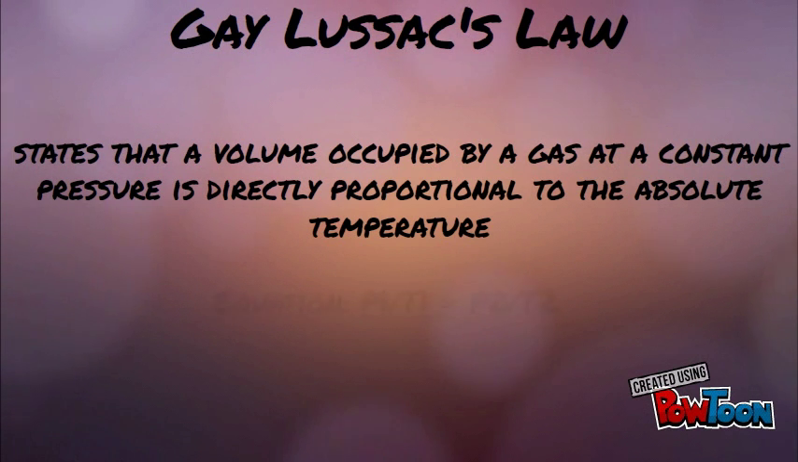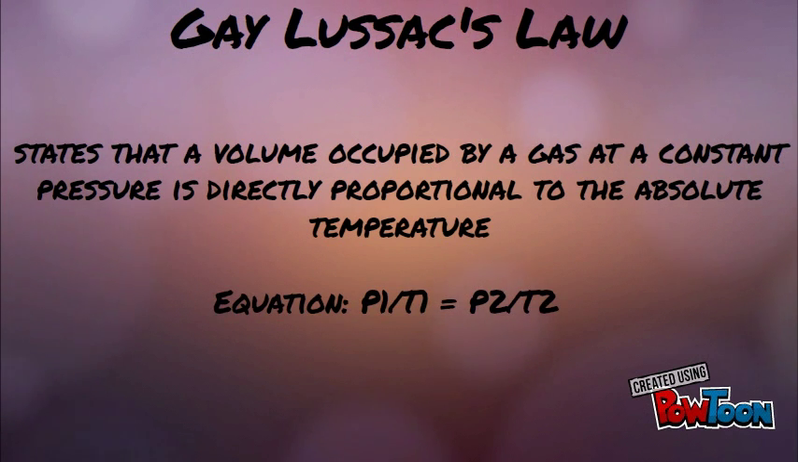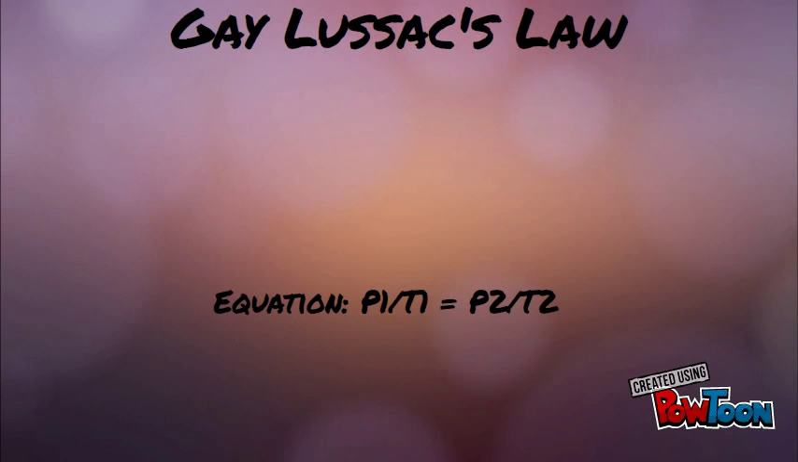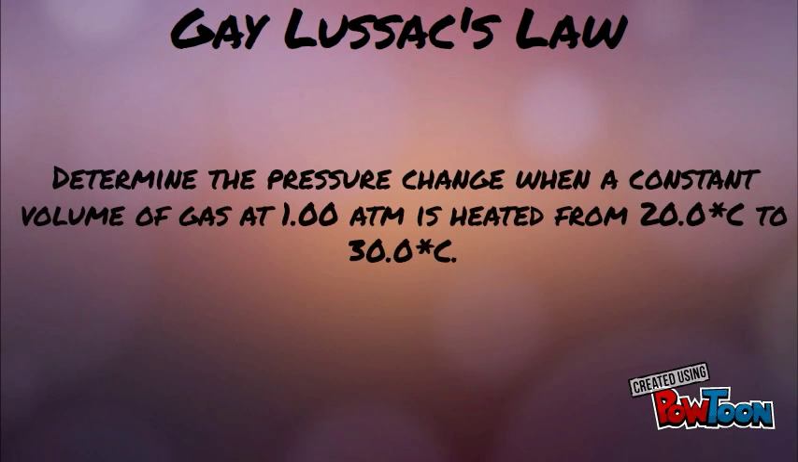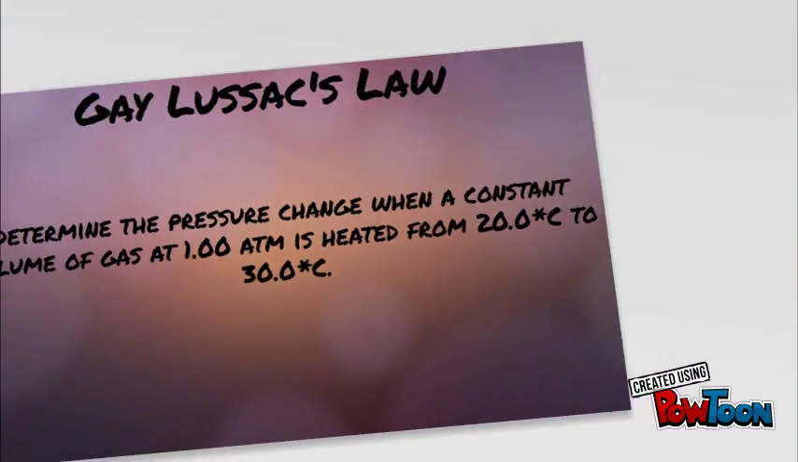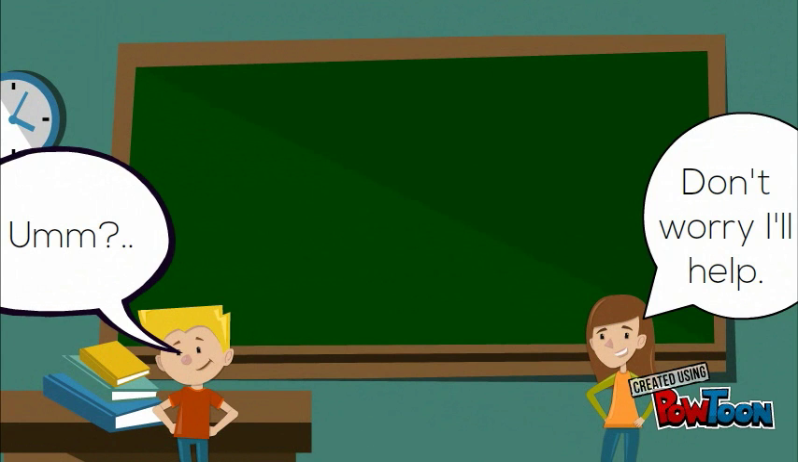Gay-Lussac's law states that the pressure of a gas at a constant volume is directly proportional to the absolute temperature. The equation is P1 divided by T1 equals P2 divided by T2. Now determine the pressure change when a constant volume of gas at 1 atm is heated from 20 degrees Celsius to 30 degrees Celsius. Don't worry, I'll help.